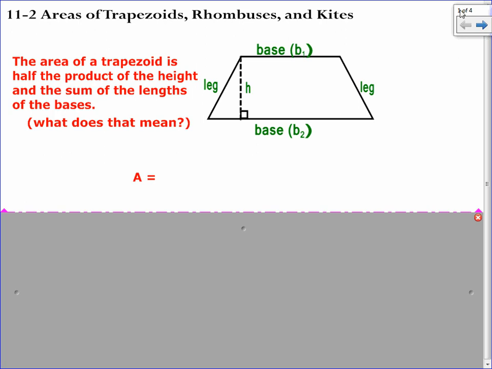So in this section, we're adding in a couple more shapes. We've got trapezoids, and then we have kites and rhombuses. You've seen the kite and rhombus formula before this year already, and I know you've seen this formula, just not this year. We haven't talked about it.